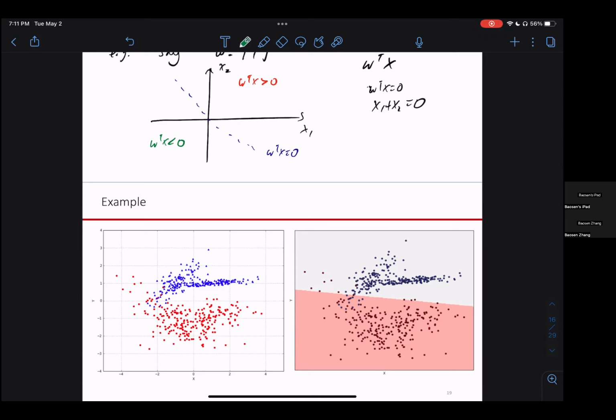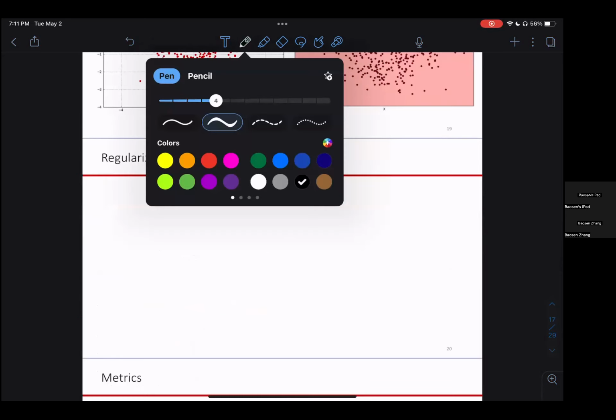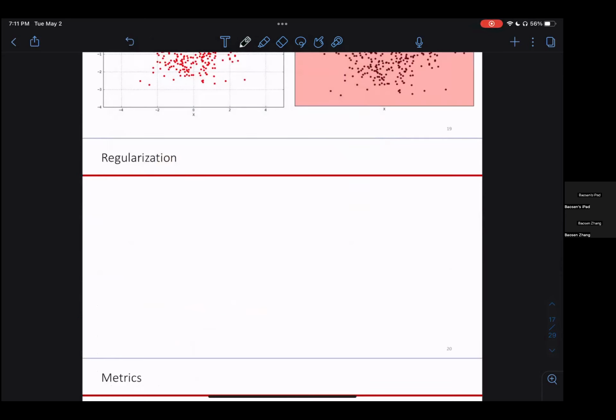Okay, right. So this is the basic idea. This is just the classification. So as before, you can do regularization. It's very similar to before. We can do regularization. So we can have the mean.